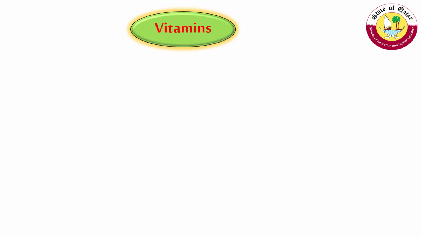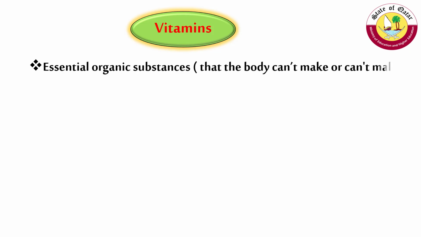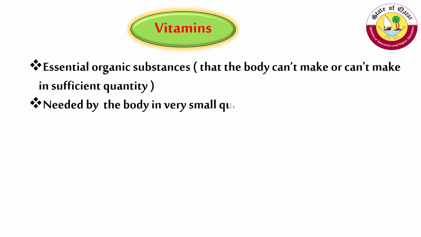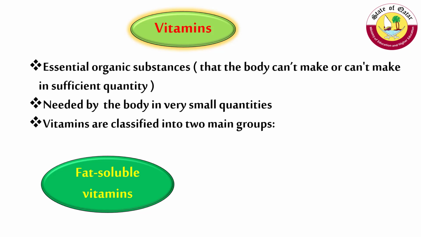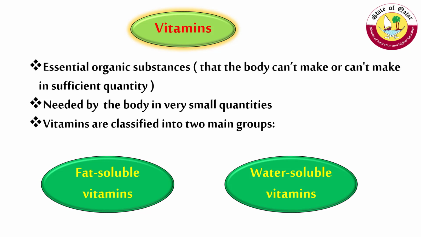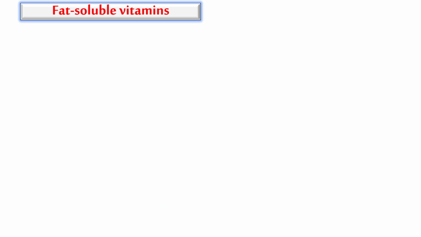Let's now start with the vitamins. Vitamins are essential organic substances that the body cannot make or cannot make in sufficient quantity. They are needed by the body in very small quantities. Vitamins are classified into two main groups, which are fat-soluble vitamins and water-soluble vitamins.